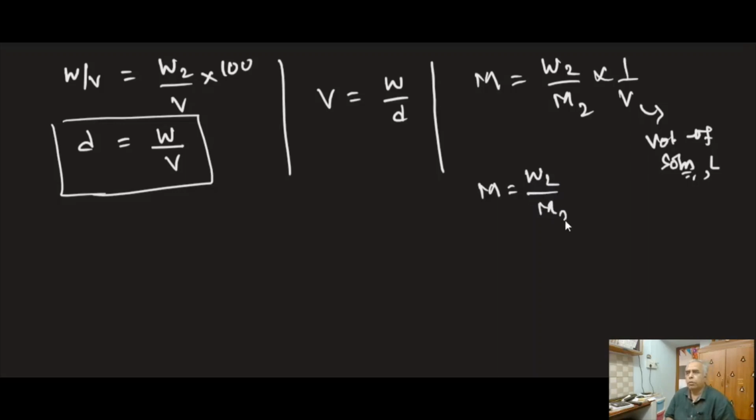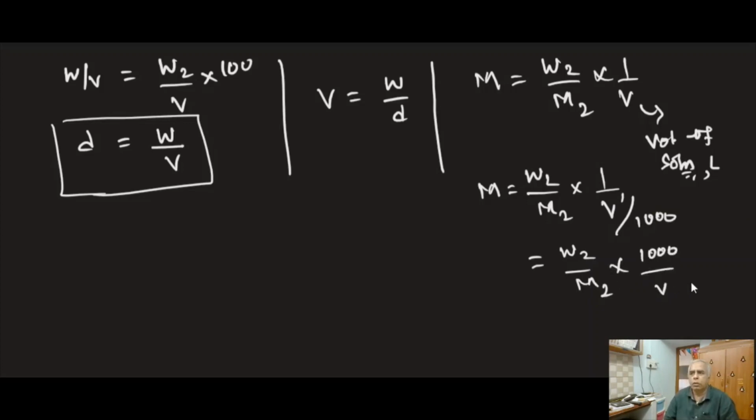So M is equal to W2 by M2 into 1 by, here we can put V dash divided by 1000. So if it is given in ml, you have to divide this by 1000, is it not? So it becomes W2 by M2 into 1000 divided by V dash. When I mention V dash, it is nothing but volume of the solution in ml, and V represents volume of the solution in liter.